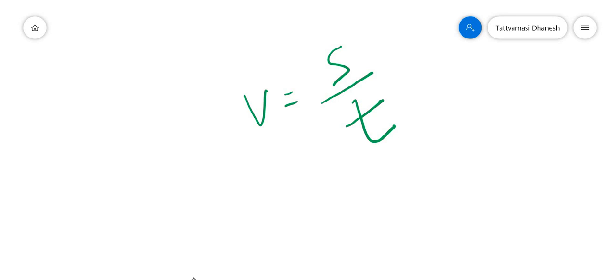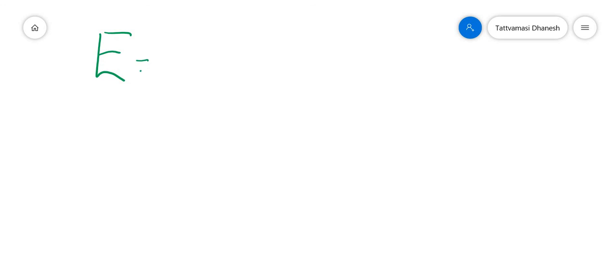If it is defined for unit time, divide with time. So velocity is the displacement traveled in unit time. Velocity is equal to displacement by time. Intensity of electric field is the force experienced on unit charge, unit positive test charge. So the formula for intensity of electric field is E is equal to F by Q.